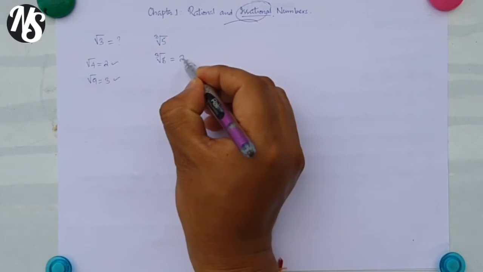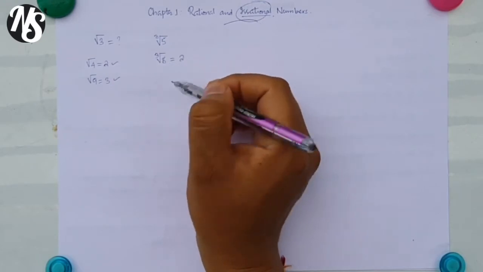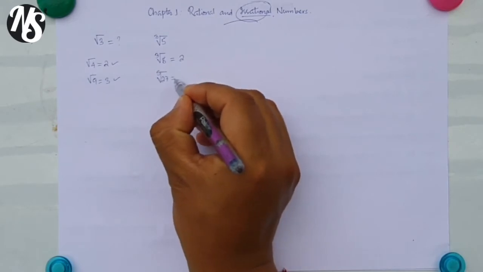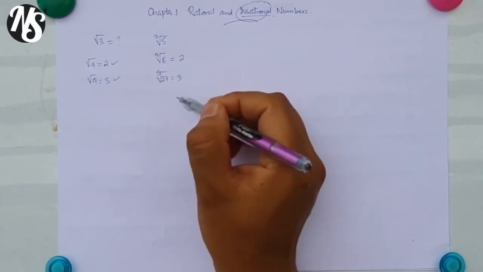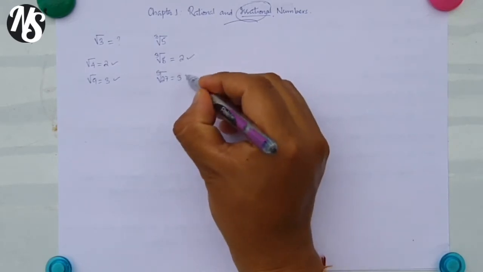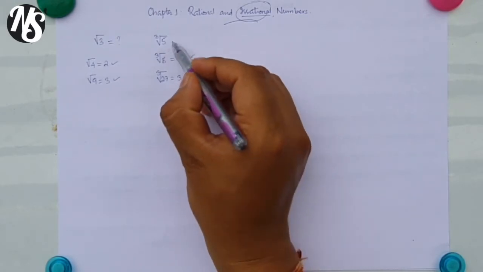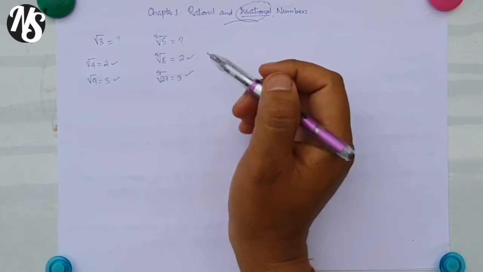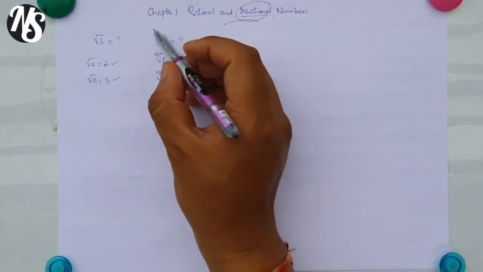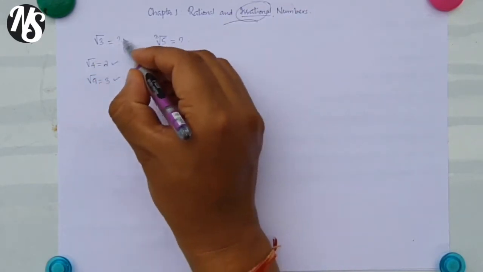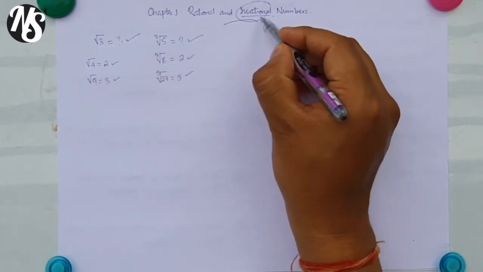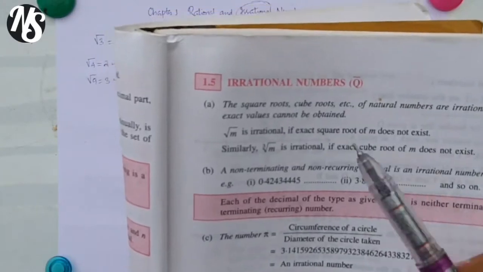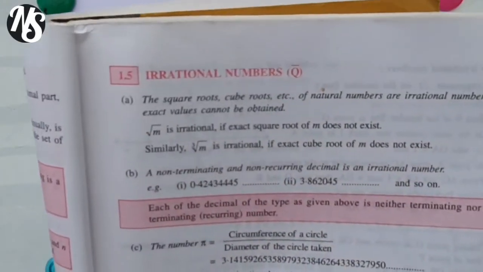Similarly, the cube root of 8 is how much? 2, because 2 into 2 into 2, that is 2 cube, is 8, right? Similarly, the cube root of 27 is 3, because 3 cube is 27, isn't it? So we know their exact value. But do you know the exact value of the cube root of 5? No, right? So if you don't know the exact value, such kinds of numbers are known as irrational numbers. That's the meaning of your first definition.